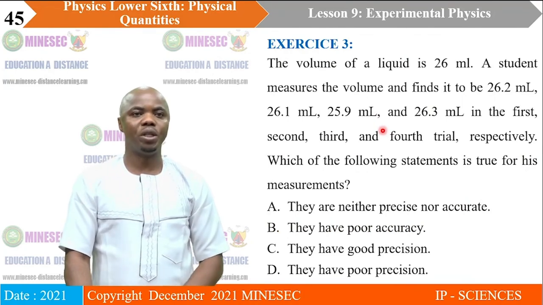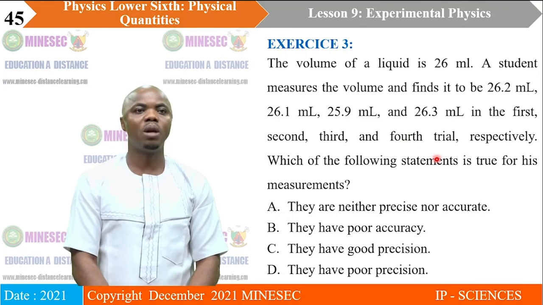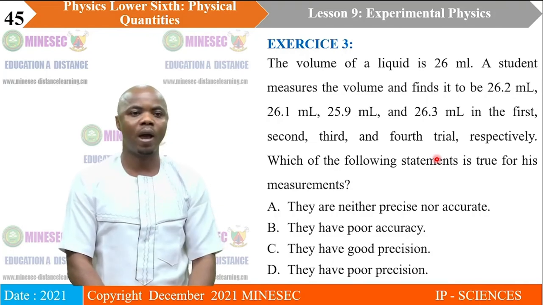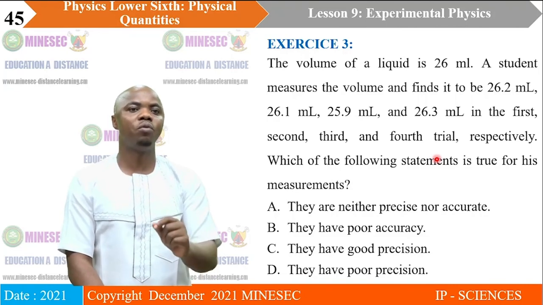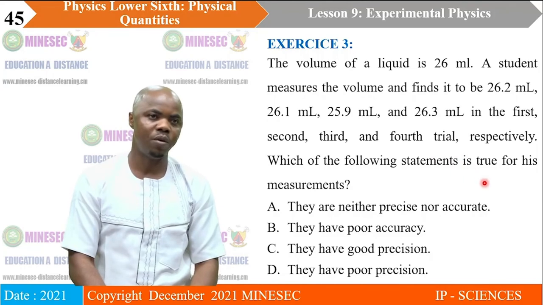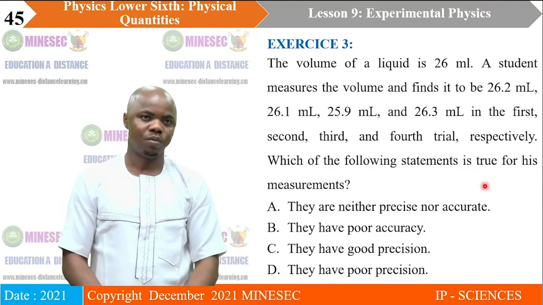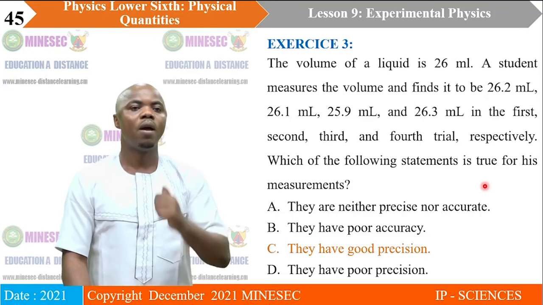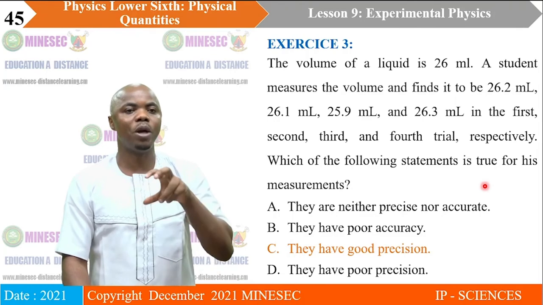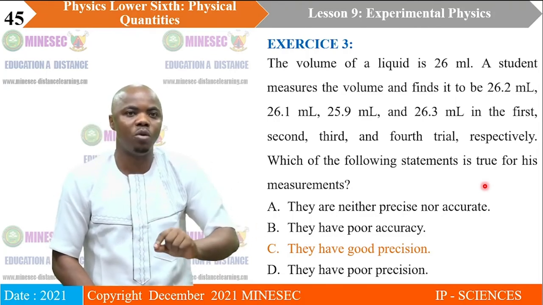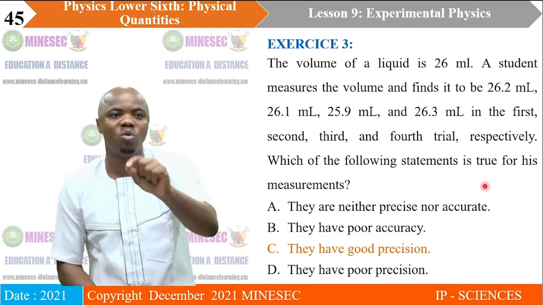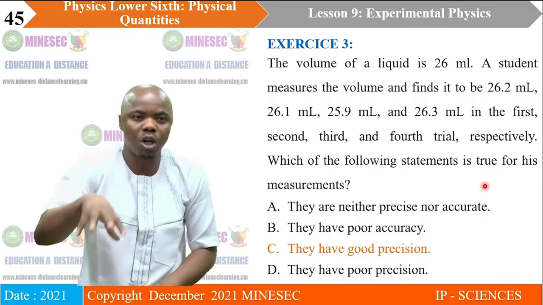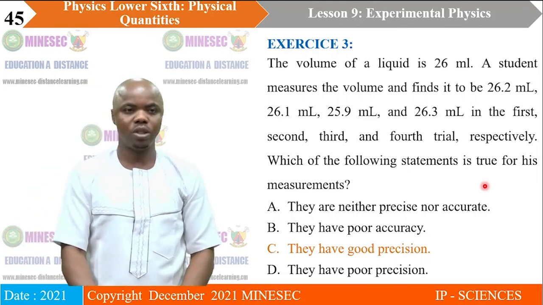Now, the volume of a liquid is 26 milliliters. A student measures the volume and finds it to be 26.2, 26.1, 25.9, 26.3 in the first four trials, respectively. Which of the following best describes this measurement? Is it accurate? Is it precise? So, what is the best statement? You see, the student has a good precision, because the measurements are around the true value. What is the true value? 26 milliliters. You have 26.2, 26.1, 25.9, 26.3. All these four values are around the true value. Hence, the student has a very good precision.